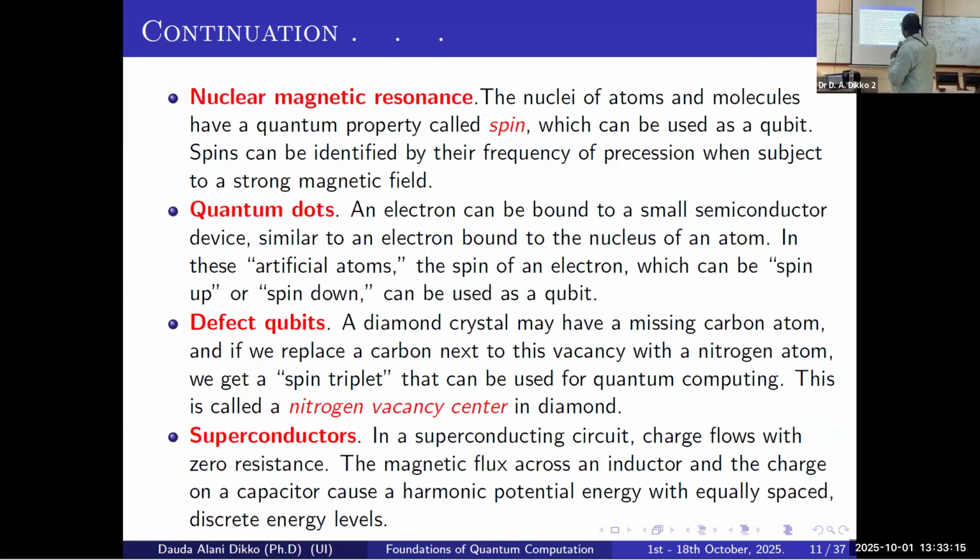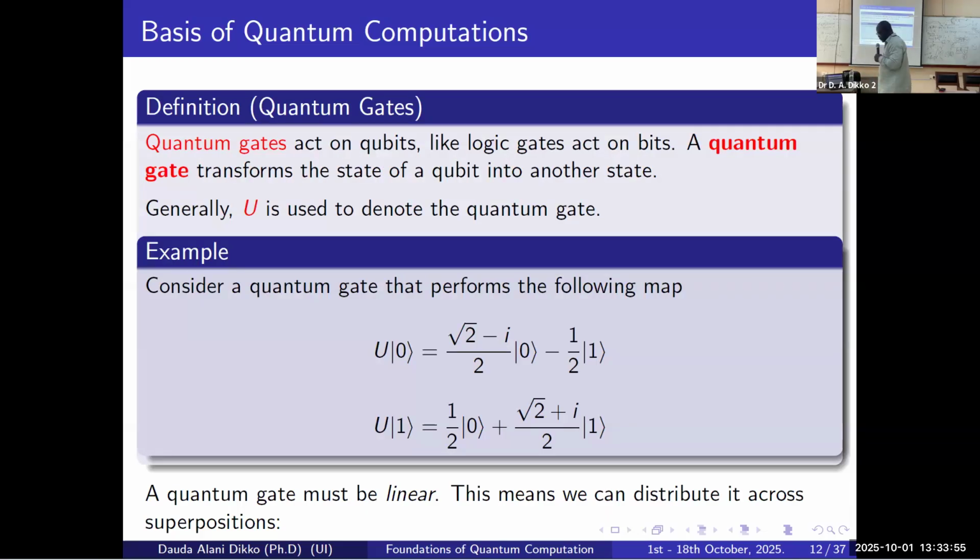Then you have different qubits: a diamond crystal which has a missing carbon atom, and if you replace the carbon next to this vacancy with a nitrogen atom, you get a spin triplet that can be used for quantum computing. This is called a nitrogen vacancy center in diamond. Then you have superconductors. I think IBM uses superconductors. Yeah, so in a superconducting circuit, charge flows with zero resistance. The magnetic flux across an inductor and the charge on the capacitor cause a harmonic potential energy with equally spaced discrete energy levels. Now, quantum gates.